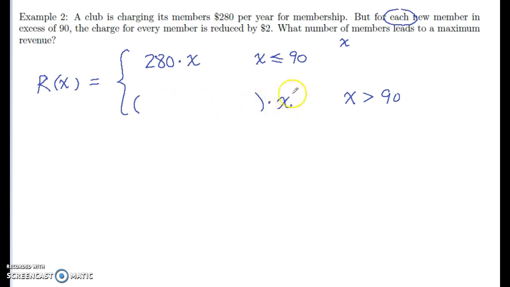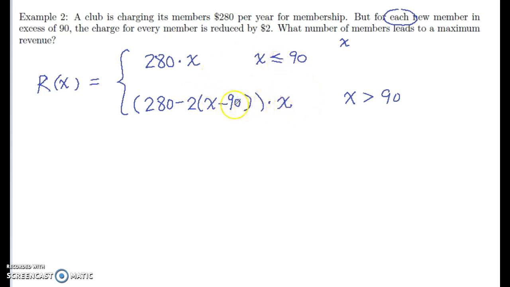If it's 91, then you plug in 91 here. But the price that you pay, 280, you have to subtract 2 times how many members are exceeding. If it's 91, then only one extra member. So just X minus 90. So if you have 92, you plug in 92 here. Everyone will pay $4 less. And you multiply by 92 right here. So this is the function.